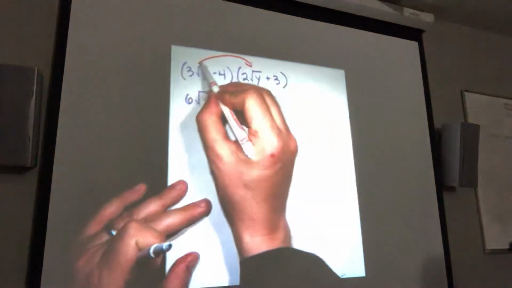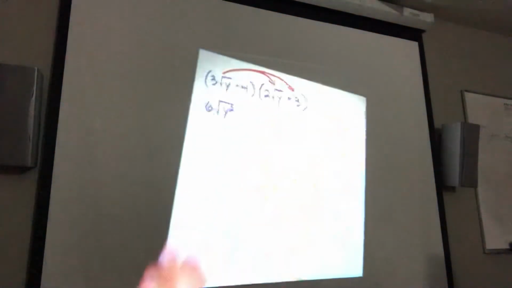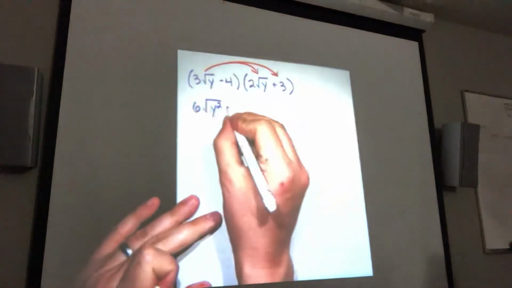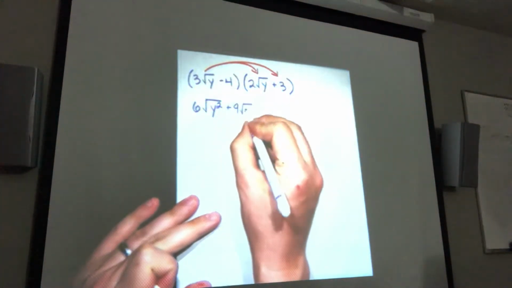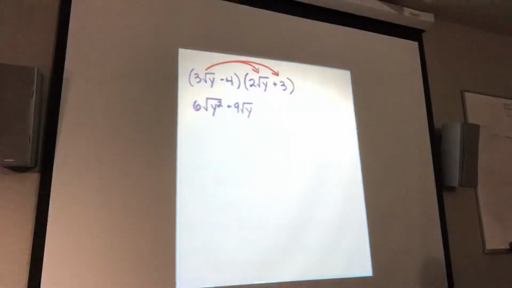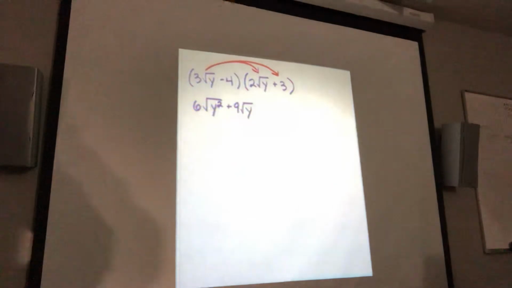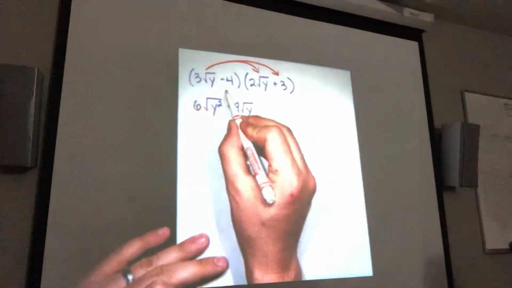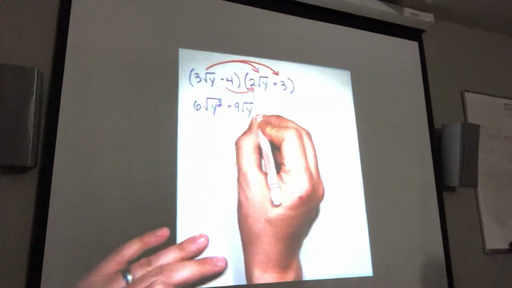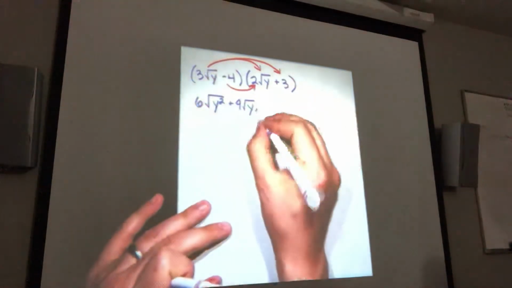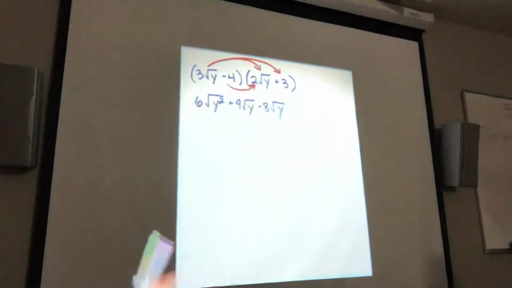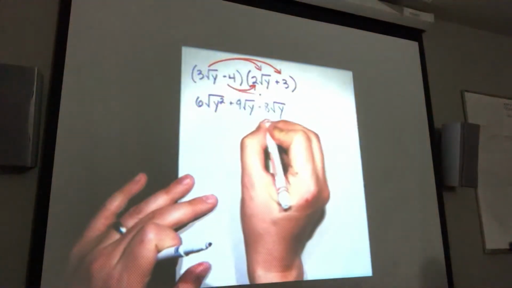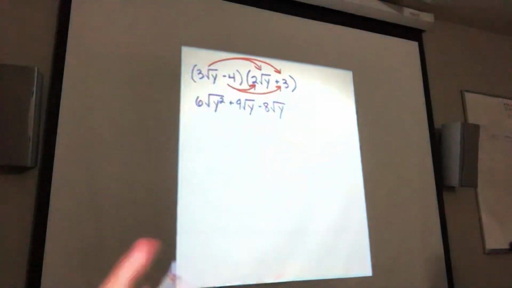And then 3 root y times 3 is 9. 9 square root of y. There we go. Good. Okay, so the 3 root y has been distributed. Well done, everybody. We did it. Then we'll do the negative 4. Negative 4 times 2 root y is negative 8 root y. There we go. And then negative 4 times 3 is negative 12.